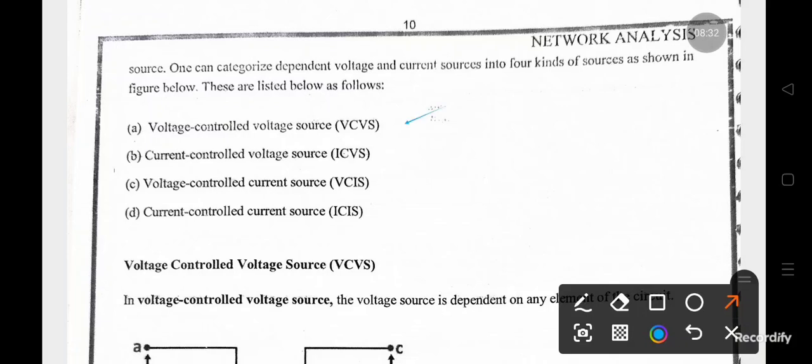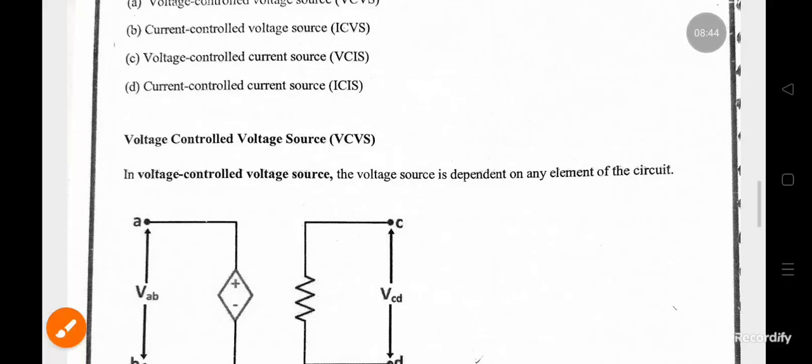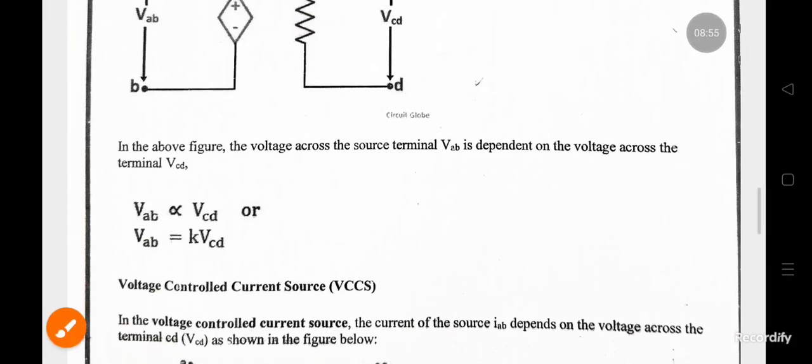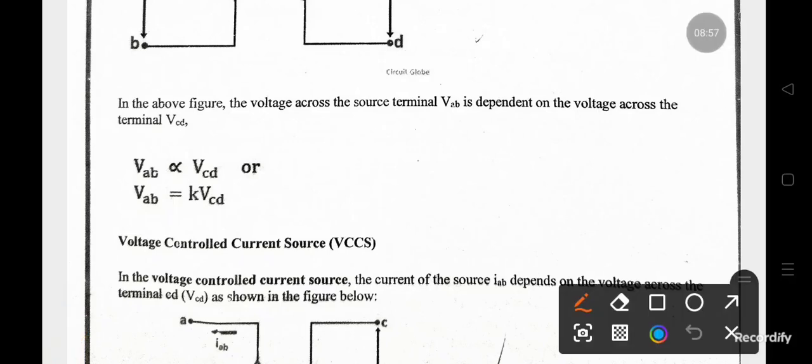One is voltage controlled voltage source. In voltage controlled voltage source, the voltage source is dependent on some element of the circuit. Like in the above figure, the voltage across the source terminal VAB is dependent on the voltage across the terminal VCD. VAB is directly proportional to VCD, or VAB equals K into VCD, where K is a constant.